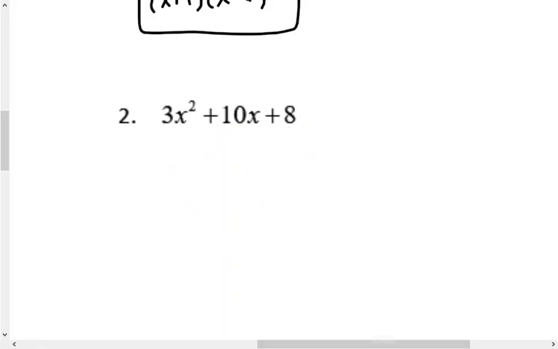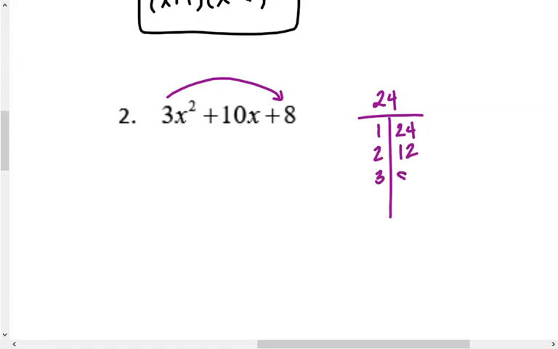So I go back to 3 times 8, and that gives me positive 24. So I'm going to list out 1 times 24, 2 times 12, 3 times 8, 6 times 4. Now sometimes, well usually, I will list all the negative possibilities too, but I notice both of my signs are positive. So I'm just going to stay with the positive numbers. All right, adding to 10 would be 6 and 4.